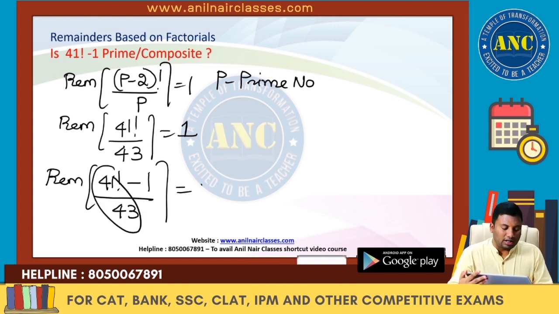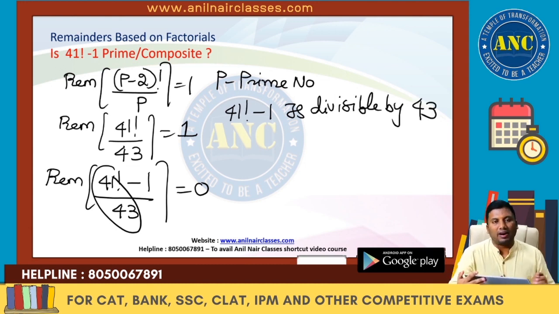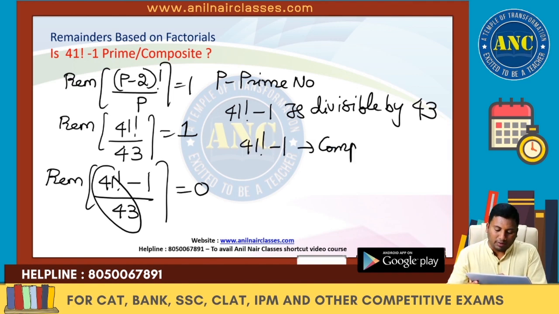1 minus 1 is 0. That means 41 factorial minus 1 is divisible by 43. Are you all with me? Seems like a very difficult question, but actually it's an easy question. 41 factorial minus 1 is divisible by 43. Hence 41 factorial minus 1 is a composite number. I hope the idea is clear.